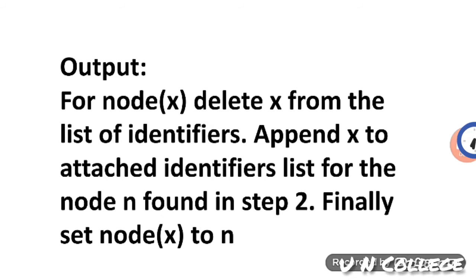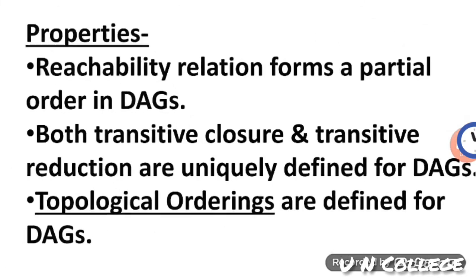Then what is the output? For node x, delete x from the list of identifiers. Append x to the attached identifier list for the node n found in step 2. Finally, set node x to n. This is the output. Now we will discuss the properties related to DAG.